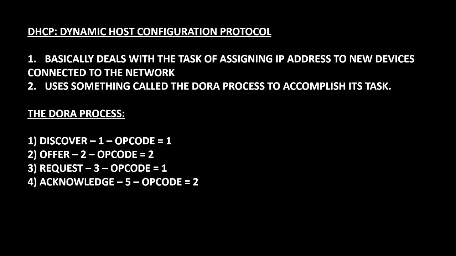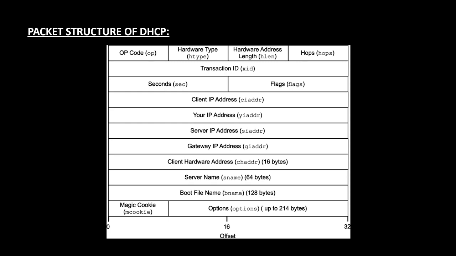It's basically a 4-step process. The first step is discover, second is offer, then request, and then acknowledge. This is an acronym, DORA, and this process is used to assign a new IP address to our device. I'm going to get into the opcode and the other fields in the next slide, which is the packet structure of DHCP. We have opcode, hardware type, hardware address length, hops, and many other fields. So let's talk about them one by one.